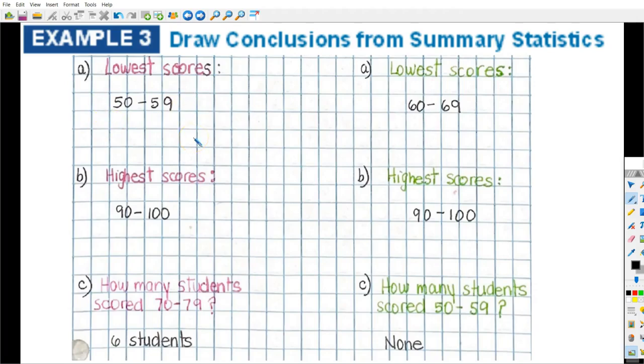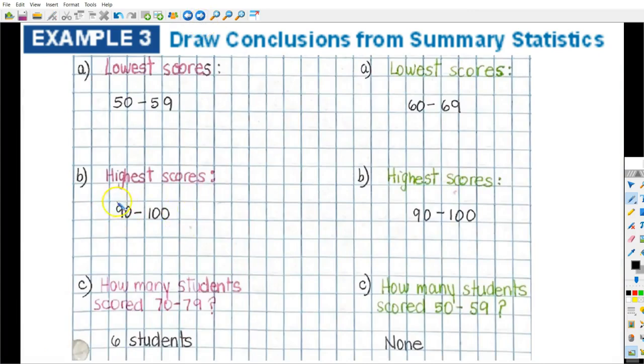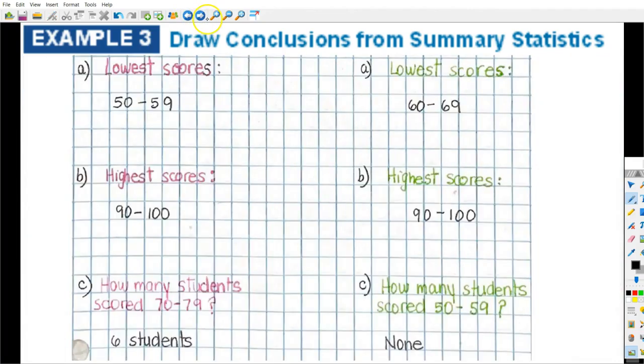Question B about test number 1 scores. What was the highest score? Well, you go back to the histogram. We see 2 kids scored between 90 and 100. So therefore, the highest scores were between 90 and 100. Question C. How many students scored between 70 and 79? We look at that category. 1, 2, 3, 4, 5, 6. So 6 students scored between that.